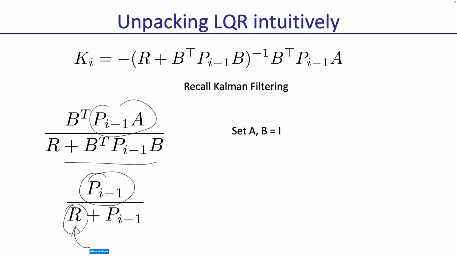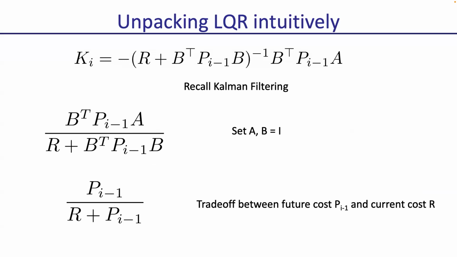Earlier, you were trading off between sigma and R. Here, you're trading off between Pi minus 1 and R. And in this case, it was sensor noise versus variance. In this case, it's current cost versus future cost. Right? At least that's how I like to think about this intuitively. It's always a tension between how much you optimize now versus how much you optimize in the future.